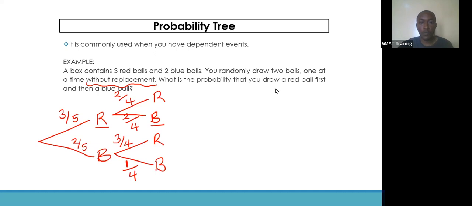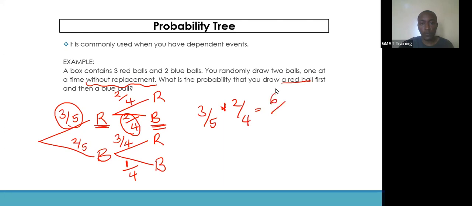So you're asked what's the probability that you draw a red ball first and then a blue ball next. So we're picking this value here and this other value here. So that's 3/5 times 2/4, 6 out of 20, which is 3 out of 10, right? And that's how you draw the probability tree.